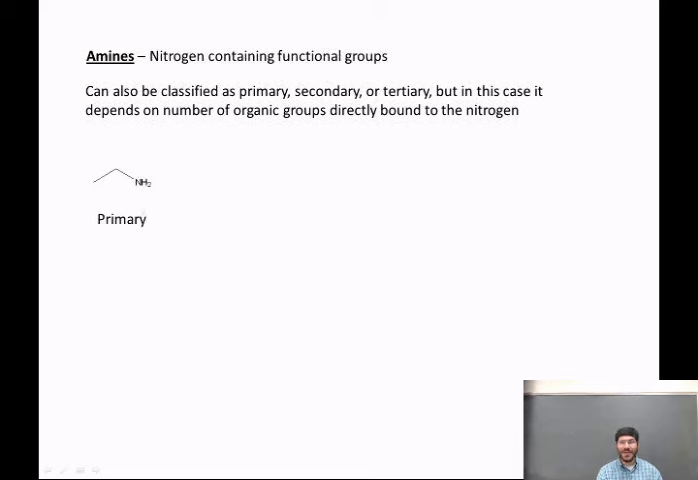Okay, let's look at this. A primary amine has one organic group and thus two hydrogens bound to the nitrogen. A secondary amine has two organic groups and only one hydrogen bound to the nitrogen. And a tertiary amine has three organic groups and no hydrogens bound to the nitrogen.